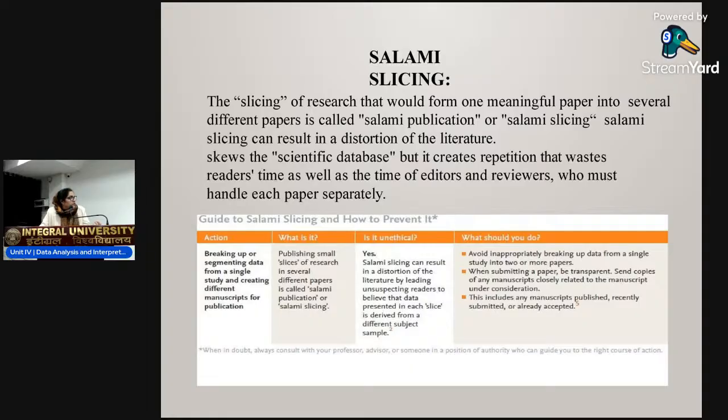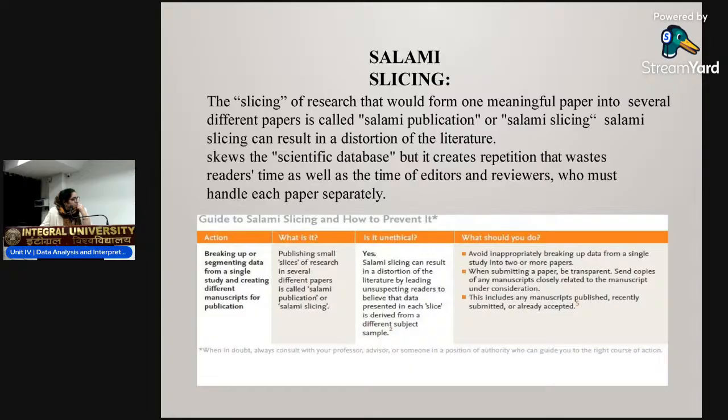What is the problem with salami slicing? It distorts the literature. It inundates the literature with too much meaningless stuff. If you have one good paper, giving the same results and the same inference, do not break the paper down into four different papers. Fine.